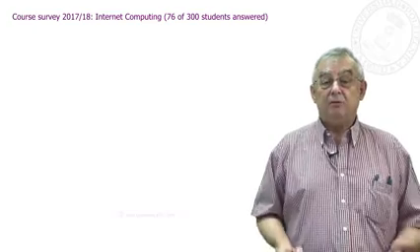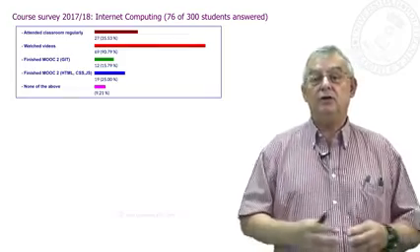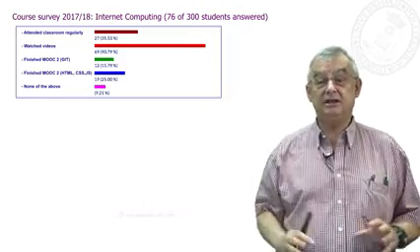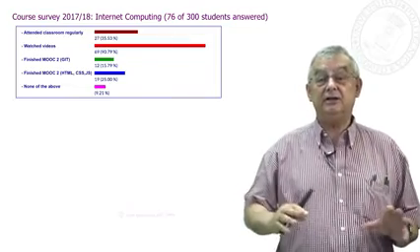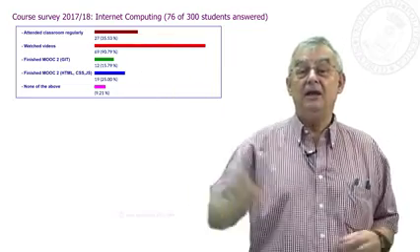And that's it. I will just present now, before finishing, the results of a survey we have done in our Internet Computing course this year. This course has 300 students. It's a very crowded course. 76 have answered. This is quite a sample, a good sample. And they have answered the following.